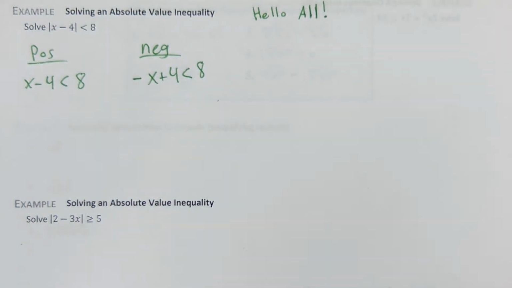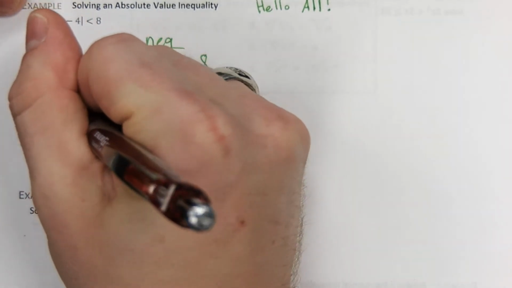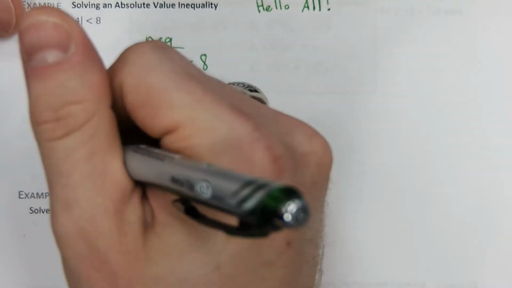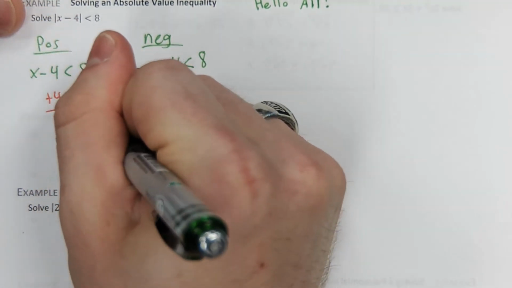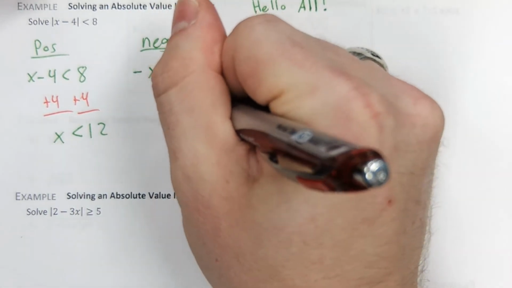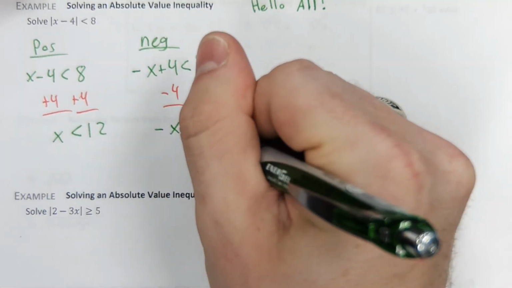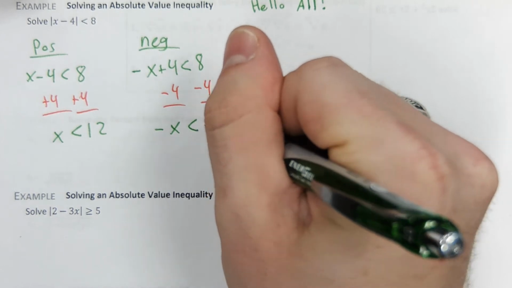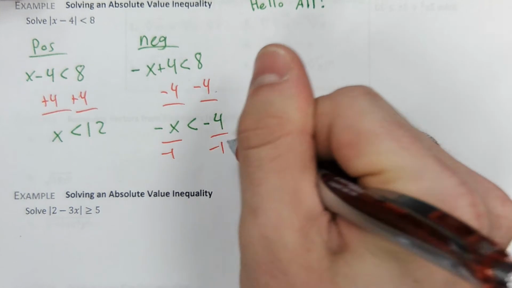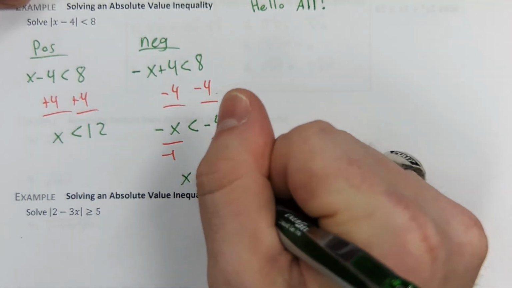If you don't want to do it that way, it's fine with me. I just want to make sure that everybody's cool with it. Going to add 4 to both sides here. Real simple. So x is less than 12. And this one over here, subtract 4 from both sides. And here it is. When you divide by -1, that will force this inequality symbol to flip over. So it gives us x is greater than 4.